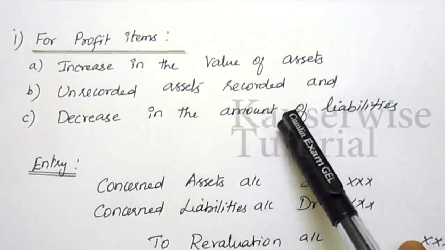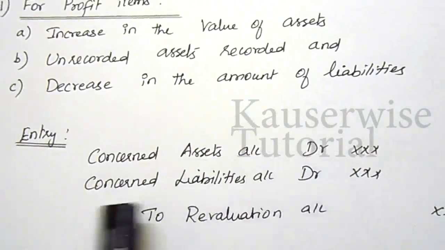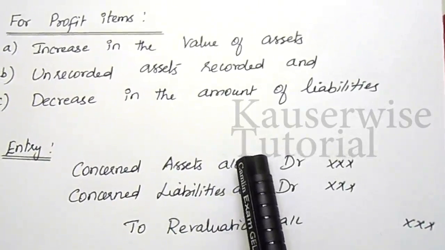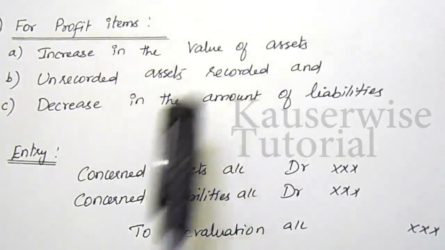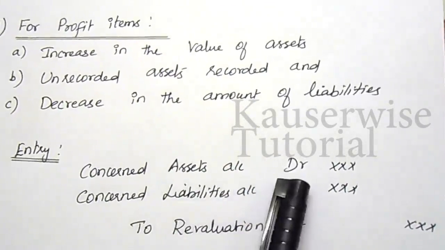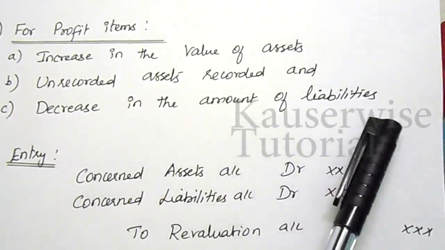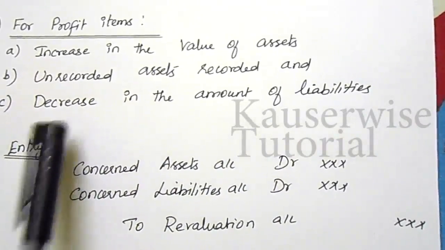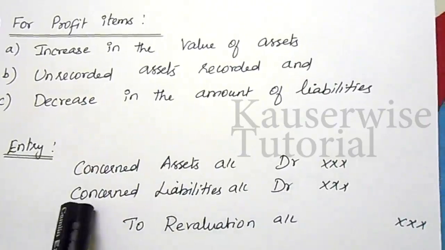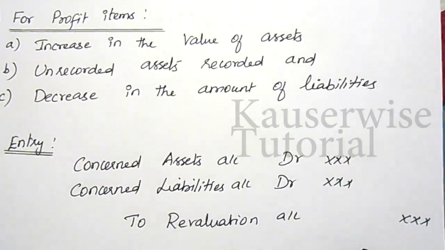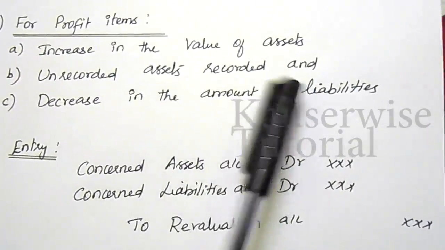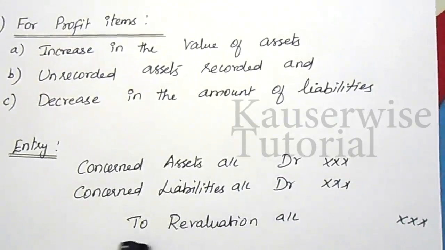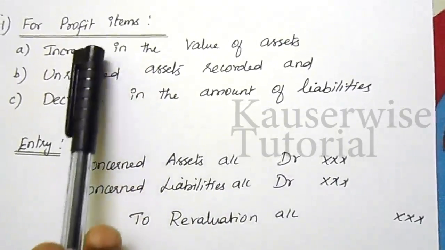The entry for the transaction is concerned asset account debit, concerned liabilities account debit, to revaluation. Asset always shows a debit balance, so when the value of asset increases, again debit. So write concerned asset account debit. For decrease in the amount of liabilities, liabilities always show a credit balance, but when the liability decreases, enter on the debit side, that is the opposite side. So concerned liabilities account debit to revaluation. For unrecorded assets now recorded, enter on the debit side. This is the entry for profit items.